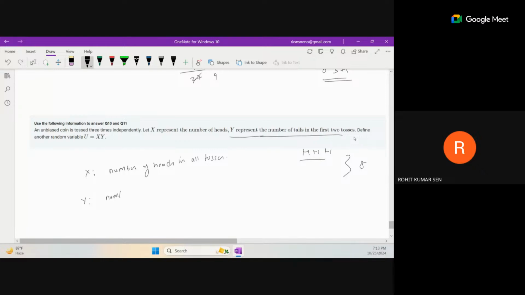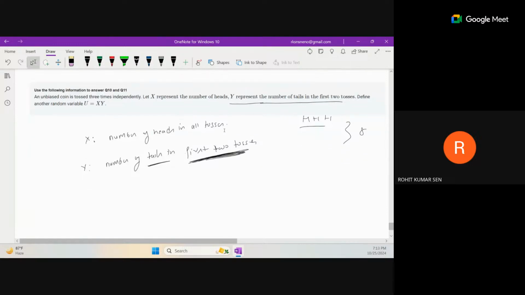Number of tails in the first 2 tosses. So this information is important. It is the number of tails, and that too in the first 2 tosses. So this is the information given to me, and they are also defining another random variable, which is XY.